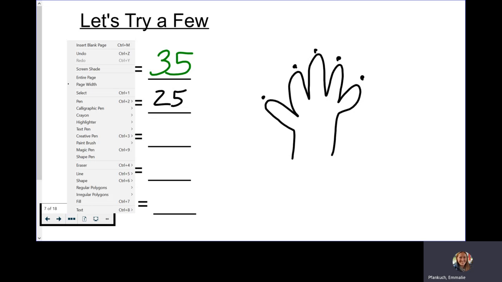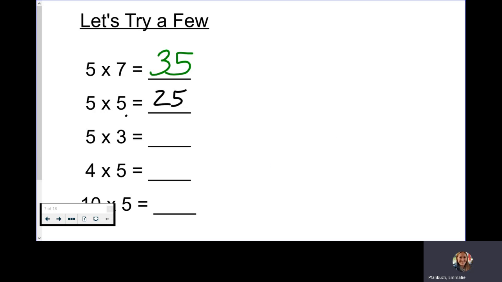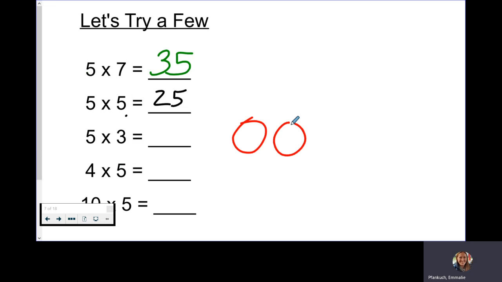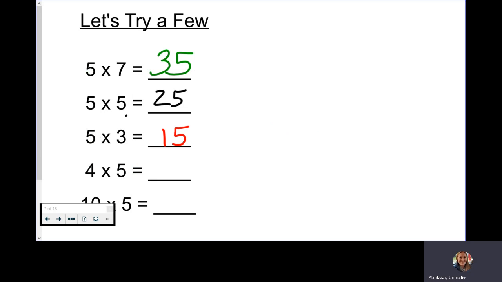Very good. The next one, I'm going to think about maybe 3 circles. Here's one group of 5, 2 groups of 5, 3 groups of 5. 5, 10, 15. Another way we can count by 5. Let's do 2 more together, almost there.